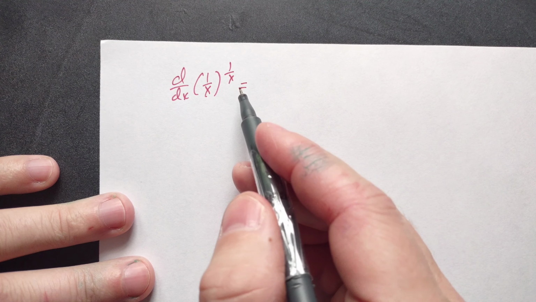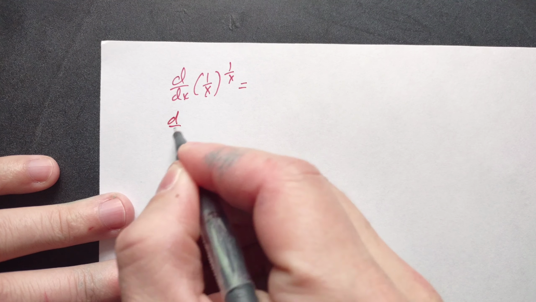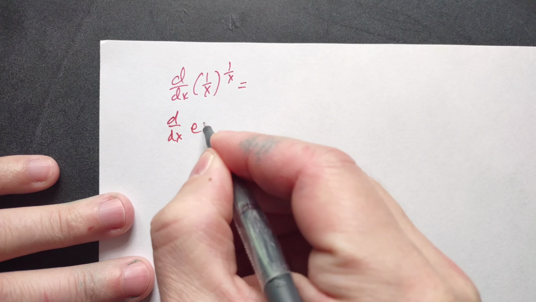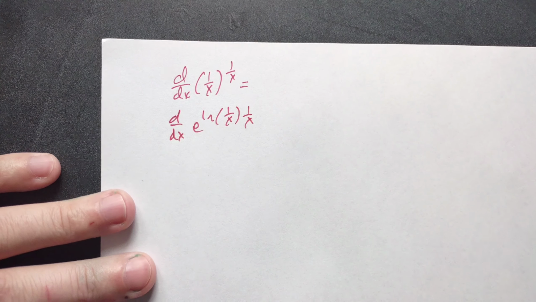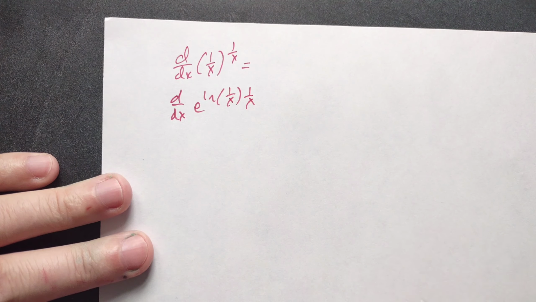Differentiate 1 over x raised to the 1 over x. So we write this first as the derivative with respect to x of e raised to the ln of 1 over x times that remaining 1 over x right here. Again, this is allowed because e and ln are inverse functions.